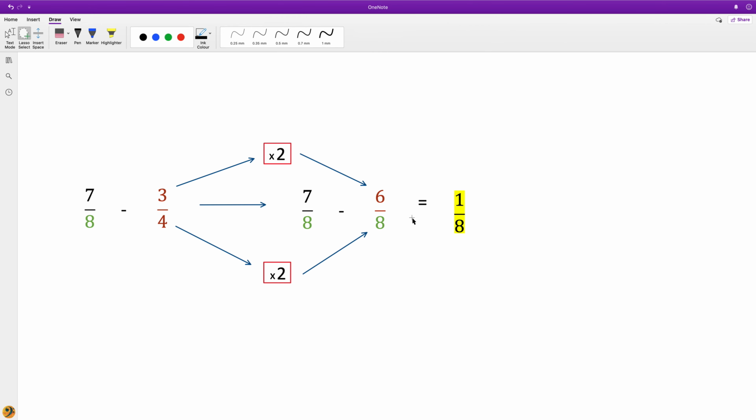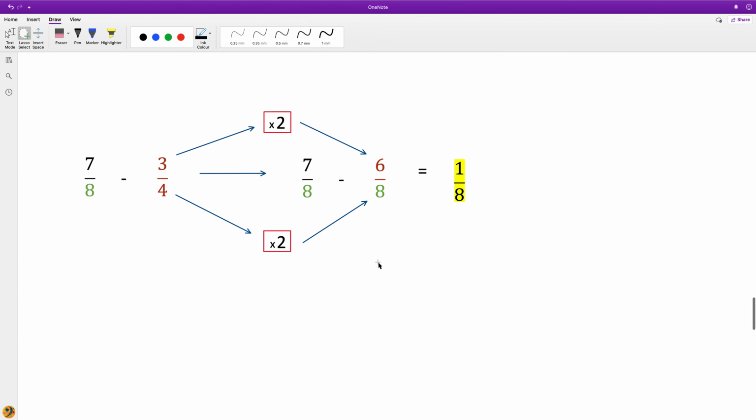Now we have a situation where we have common denominators. They're both 8. So now we can go ahead and complete the operation, and we simply subtract the numerators. We have 7/8 minus 6/8. We just go 7 minus 6 is 1, and our common denominator stays the same. We have 1/8. Hopefully that makes sense for you guys.